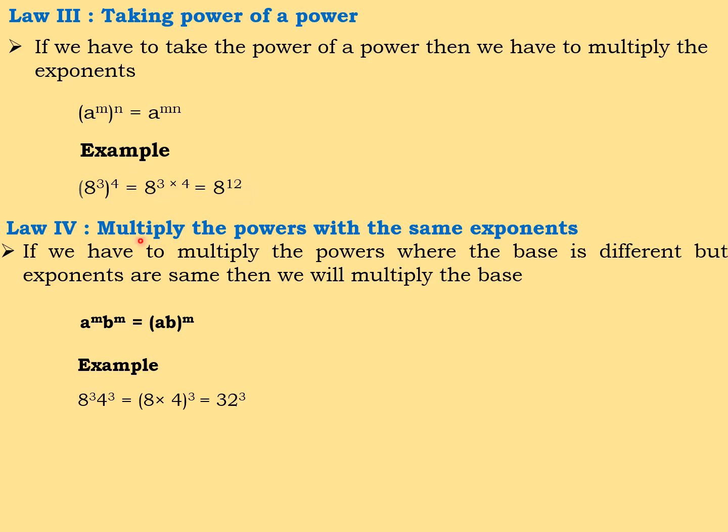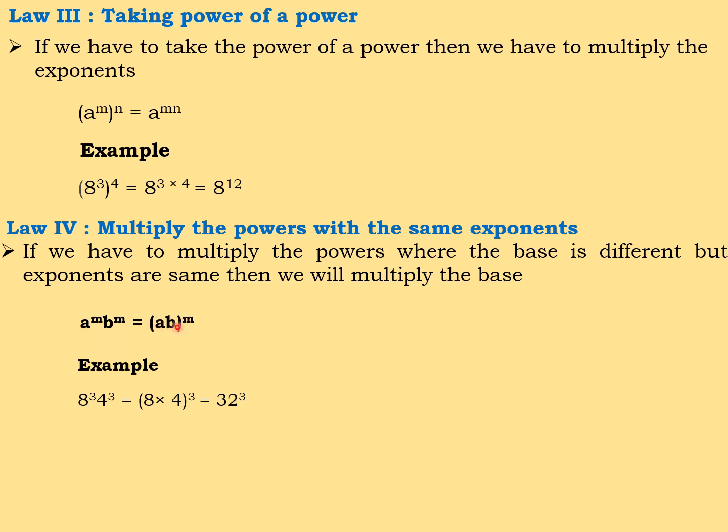Law 4 says multiply the powers with the same exponents. If we have to multiply the powers where the base is different but exponents are same, then we will multiply the bases. Now here you can see the bases are different, a and b, but the powers are same. So powers are same, then we can multiply the bases.